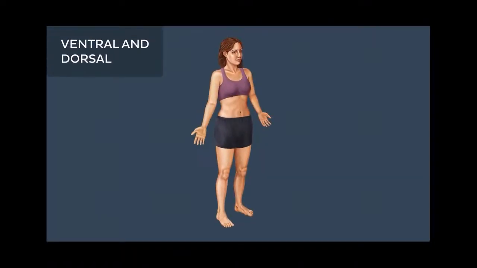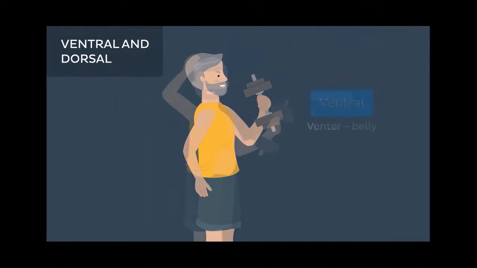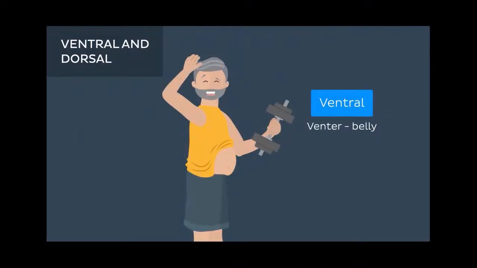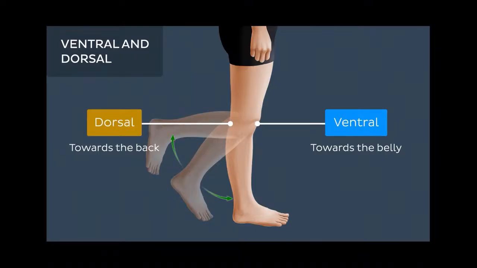The next pair of terms are ventral and dorsal. Ventral indicates something is towards the front of the body, and dorsal means towards the back of the body. Ventral comes from the Latin word venter, which means belly. So ventral literally means towards the belly, which is towards the front of the body. Dorsal comes from the Latin word dorsum, which means back. So for example, the kneecap is located on the ventral side of the knee joint, while the popliteal fossa is located on the dorsal aspect.